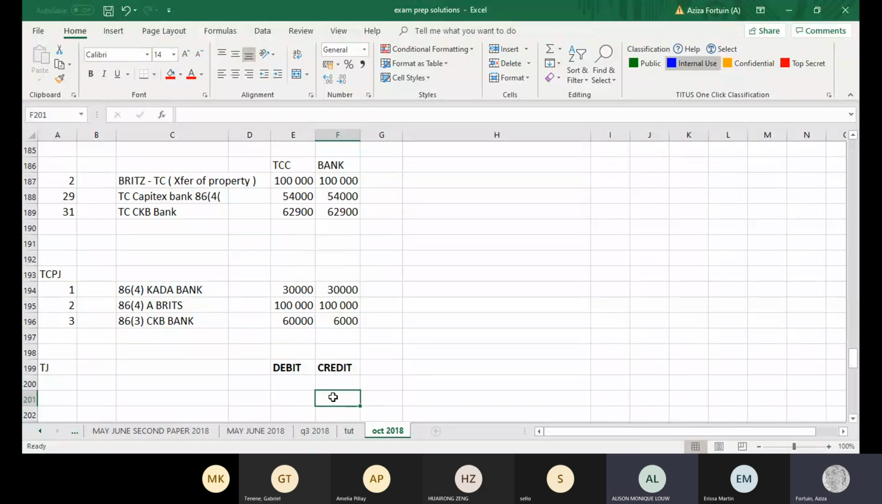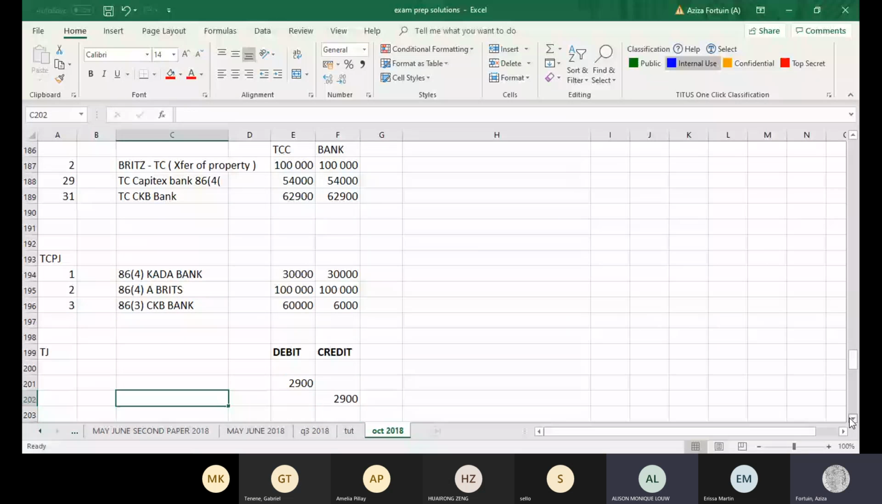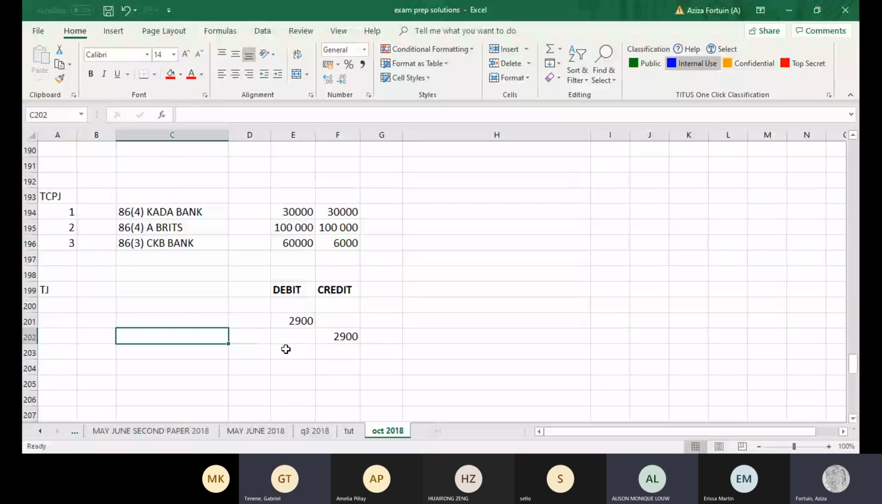What am I going to debit? What am I going to credit? The 2,900. I'm going to debit and credit. Okay, what am I going to credit? $2,900. I'm going to credit the Legal Practitioners Fidelity Fund, and I'm going to debit my interest account.